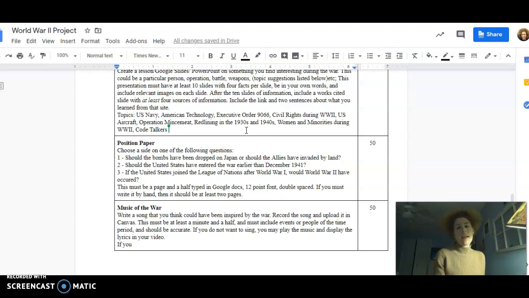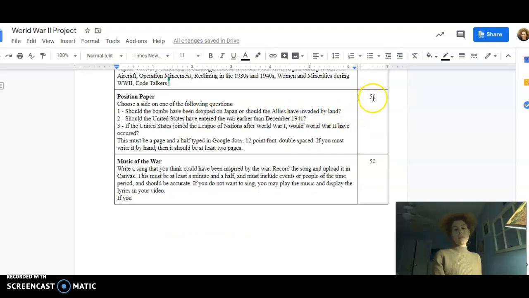Don't use Wikipedia, and Google's not considered a source. So Google would be a search engine that would help you find a source, but you're not going to use Google as one of your sources. And then after that, then I want you to write at least 2 sentences about what you learned from that website.